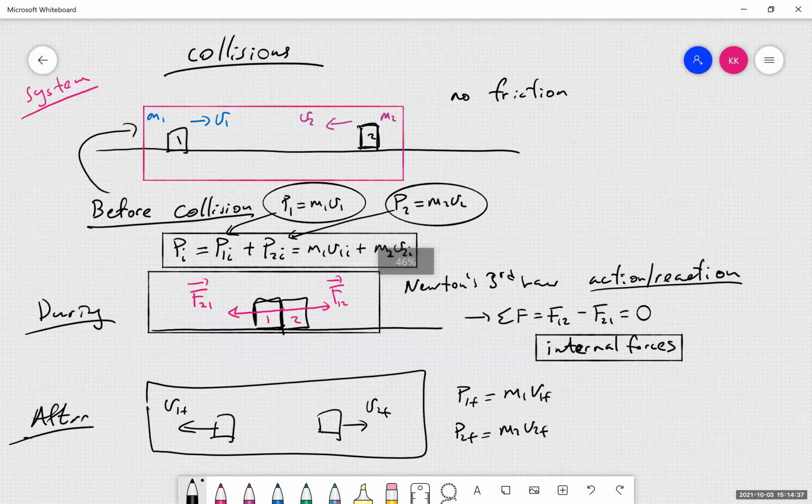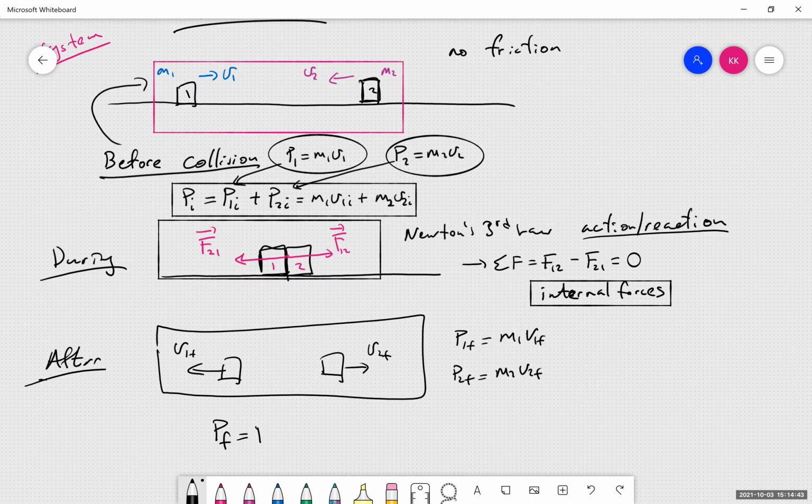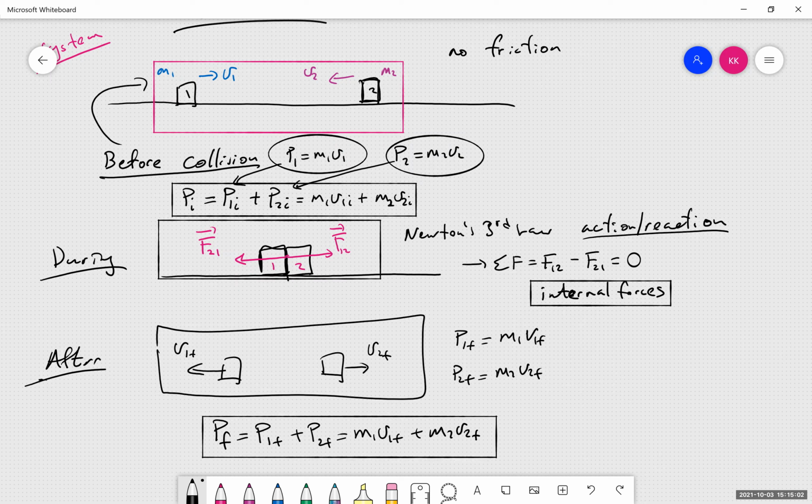But then I will need to add them together to get the final momentum of the system after the collision: m1 v1 final plus m2 v2 final. That means the momentum for each object is added together to give me the system momentum. All right, so that's what we get. This is the momentum before, again, of the system, and this is the momentum after the collision.